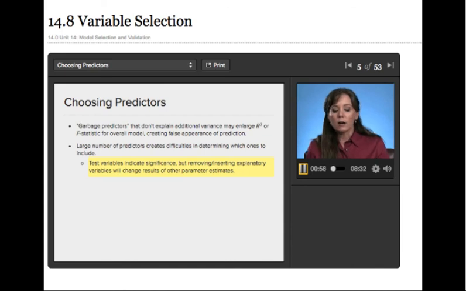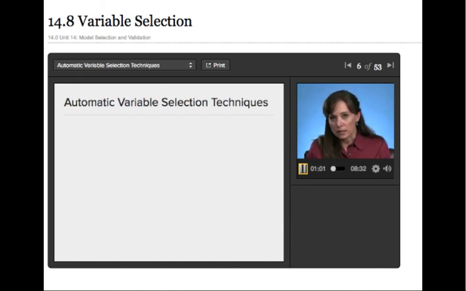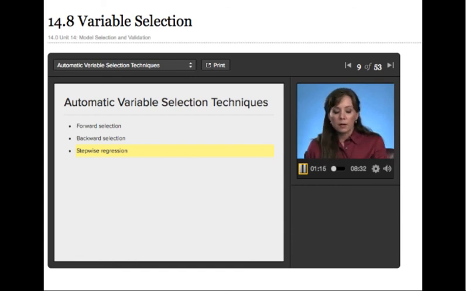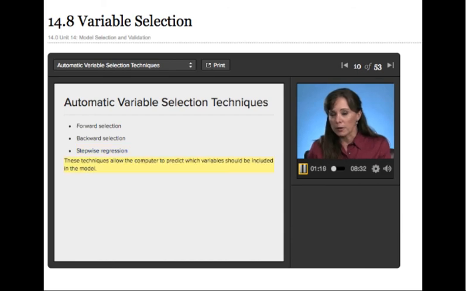Now, there are automatic variable selection techniques. I'm going to talk about 3 of those today: forward selection, backward selection, and stepwise regression. These automatic principles work on the same idea, in that we're going to allow the computer to predict which variables should be included in the model. These work in slightly different ways though.